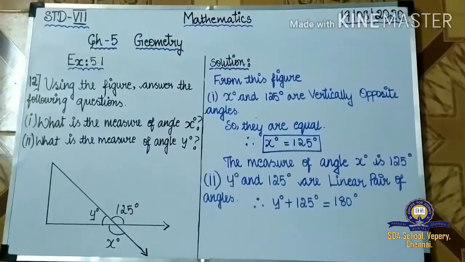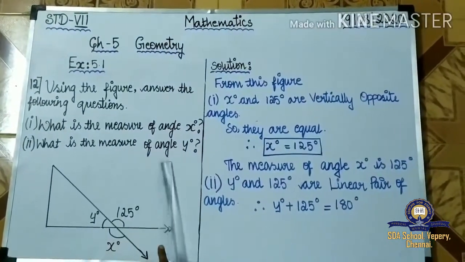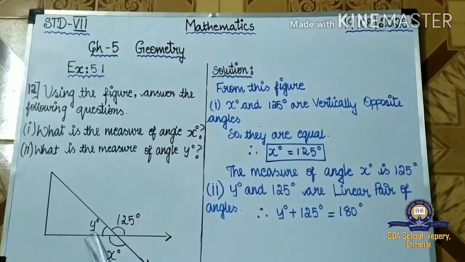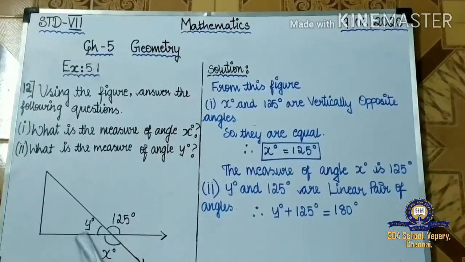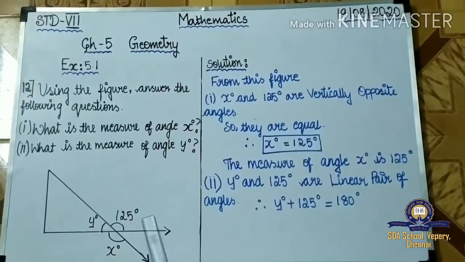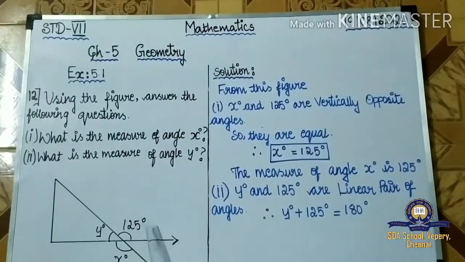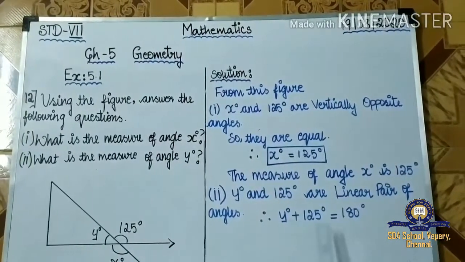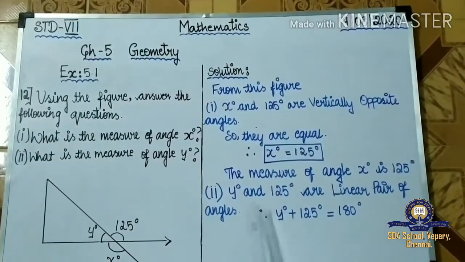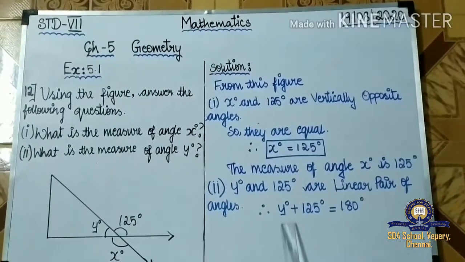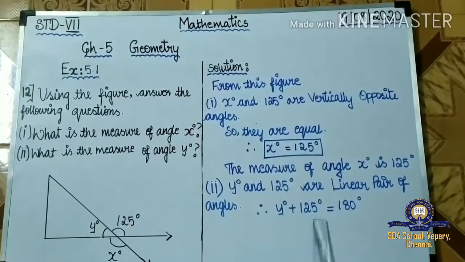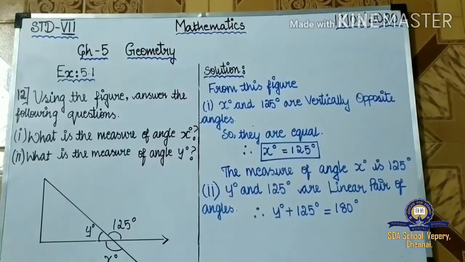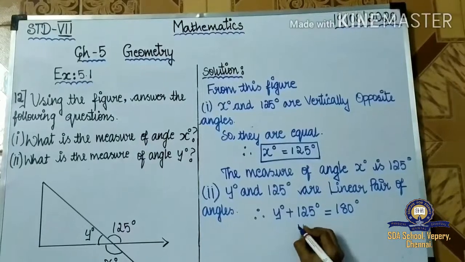Let's move on to our second subdivision. What is the measure of angle y degree? See, in this figure, y degree and 125 degrees look like a linear pair of angles, right? In the previous class, we learned that we add the two angles to get the sum of 180 degree. Now we are going to add the two angles, y degree plus 125 degree equal to 180 degree. So we want to find y degree, right?